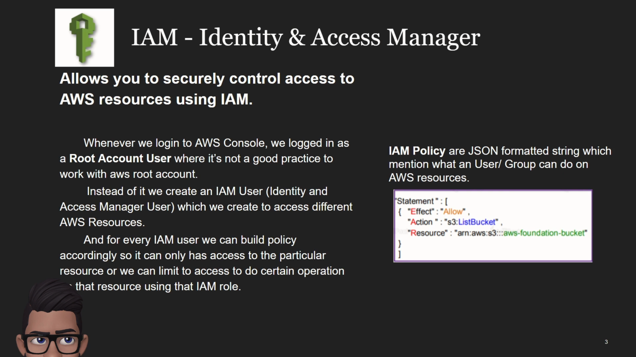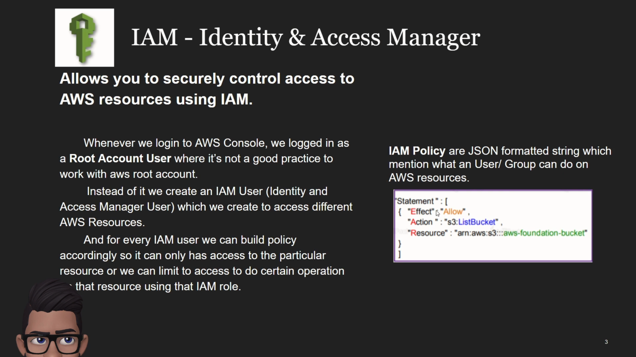IAM is also known as Identity and Access Management. Generally, we used to log in to the console with our registered mail ID and password, but this is not a good practice. Instead, we create an IAM user which has an access key ID and secret access key. Using these credentials, we can access AWS resources programmatically. And then we have an IAM policy, which is nothing but a JSON formatted string where we specify permissions to allow that user particular permissions.